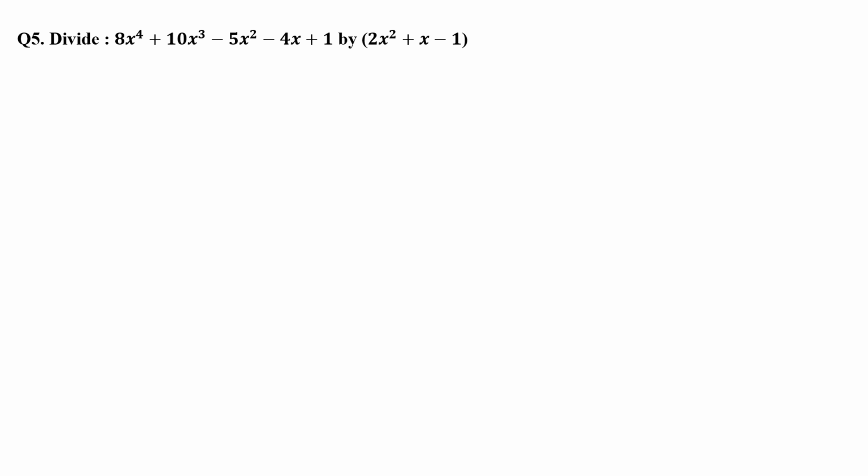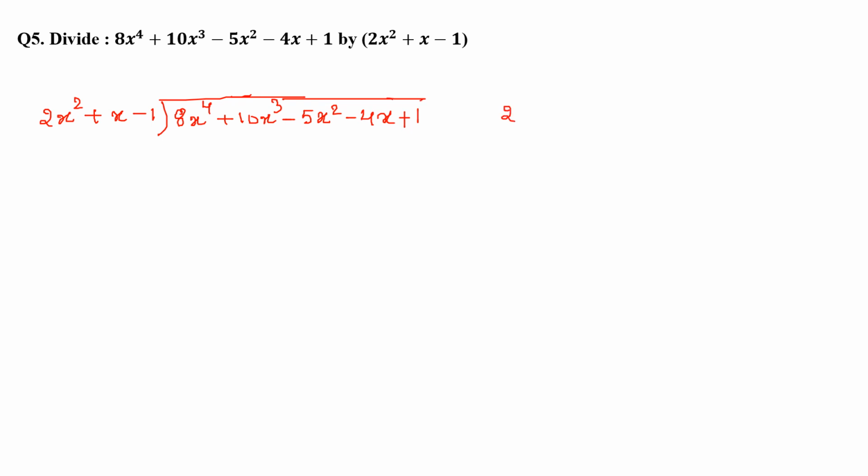So it will be 2x square plus x minus 1 divided by 8x to the power 4 plus 10x cube minus 5x square minus 4x plus 1. So first you have to divide the first term of the dividend with the first term of the divisor.